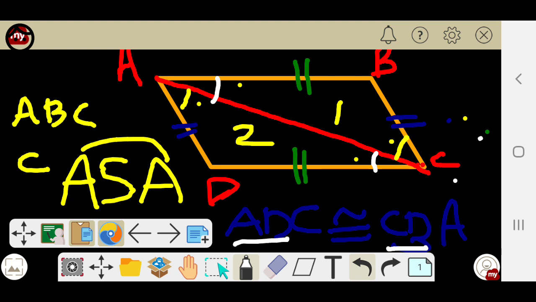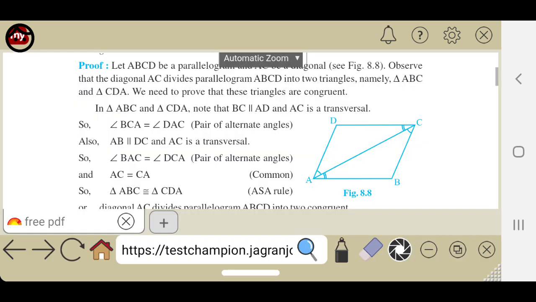Same way, if ADC is congruent to CBA, we get opposite sides are equal: AD equal to CB. Same way, if we consider the diagonal BD, we can prove that AB is equal to DC. That's why there is no need of proof. Next one.